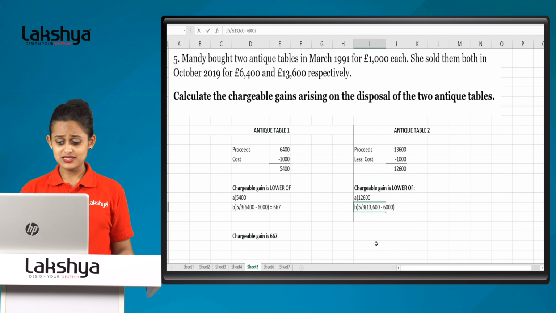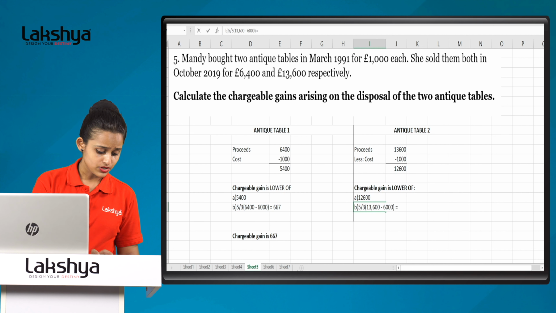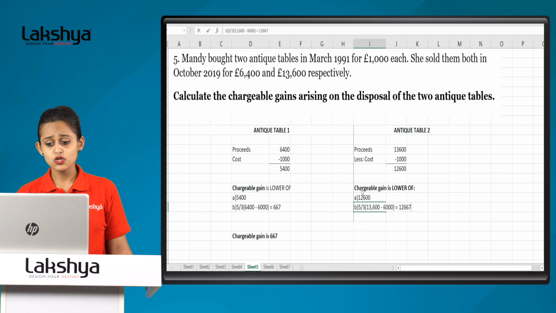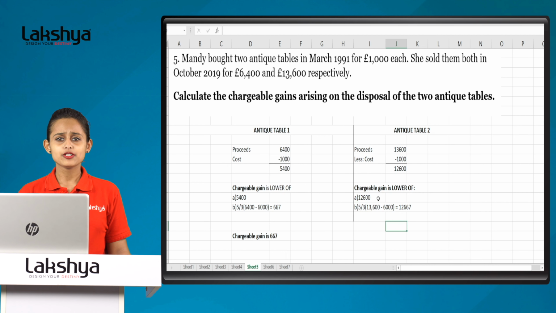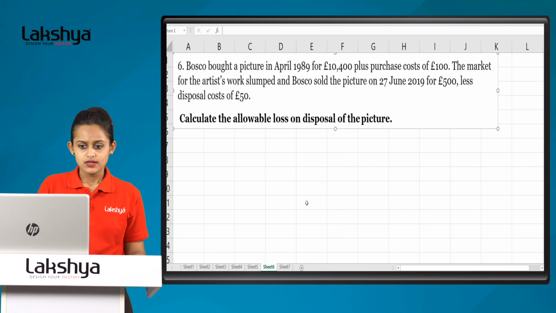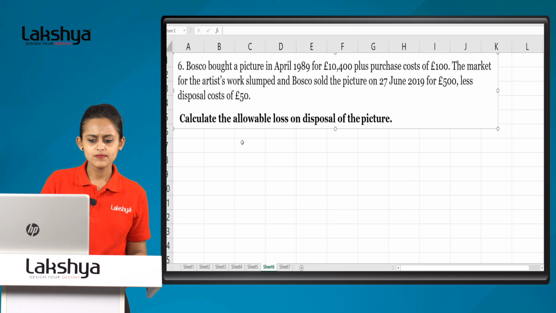Let's see how much that is. 13,600 minus 6,000 multiplied by 5 divided by 3 gives us 12,667. So it is a lower of 12,600 and 12,667. So what will be the final answer? Final answer is 12,600.